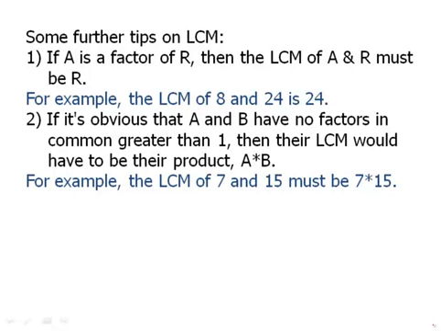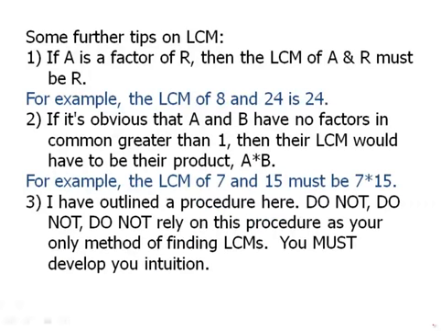And again, this is the type of thing you should just be able to see. You shouldn't have to follow any procedure to see that 7 and 15 have no factors in common. Now, related to this, I've outlined a procedure here. Do not rely on this procedure as your only method of finding the least common multiple. You must develop your intuition. And this is a really important point.